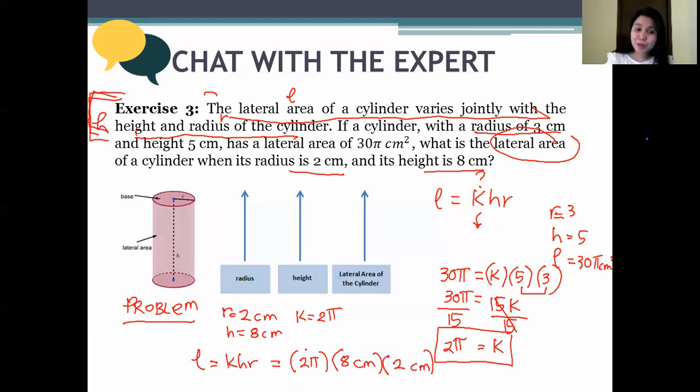Here, how to answer this with a pi? You need to multiply all numerical coefficients. So 2 times 8, 16, times 2, 32. Then the surname is pi. So 32 pi. cm times cm is cm squared. So our lateral area is 32 pi cm squared. Any questions?